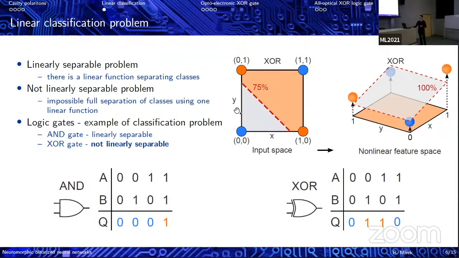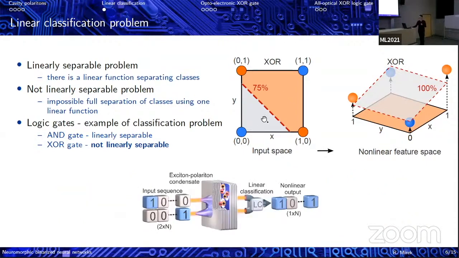What people usually do is use a nonlinear function to classify these two classes, or they nonlinearly transform the system to higher dimensionality, and then use a linear function to separate these two classes. So we will use nonlinearities present in our system to nonlinearly transform the data, and then we will perform linear classification. The scheme of the experiment will be very similar to what I showed before.